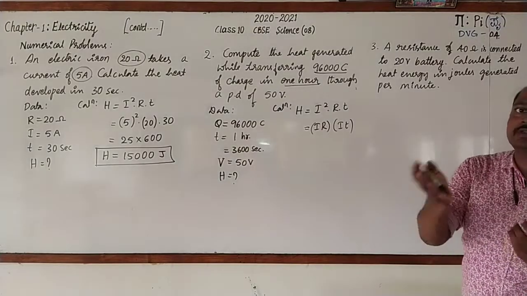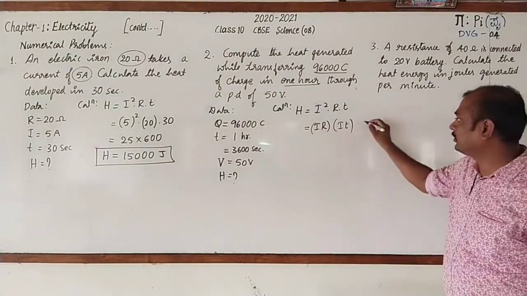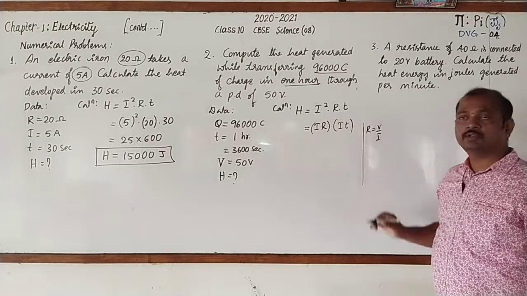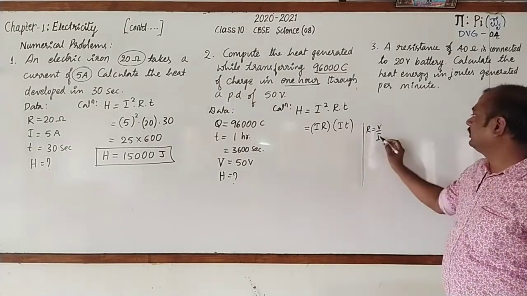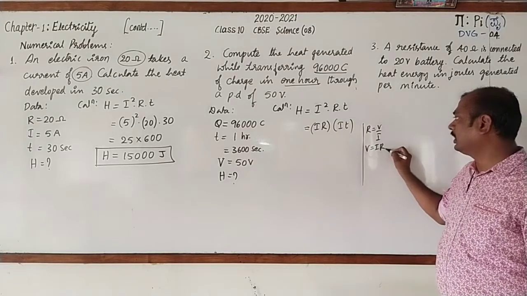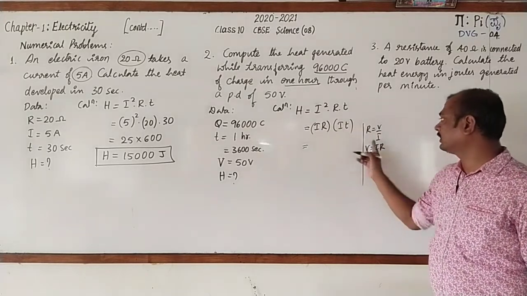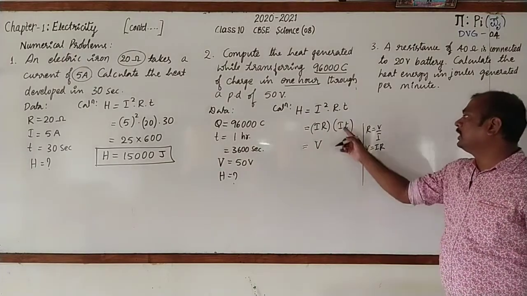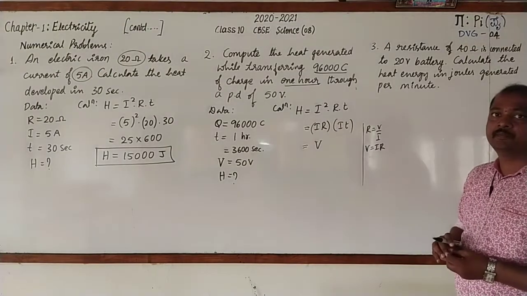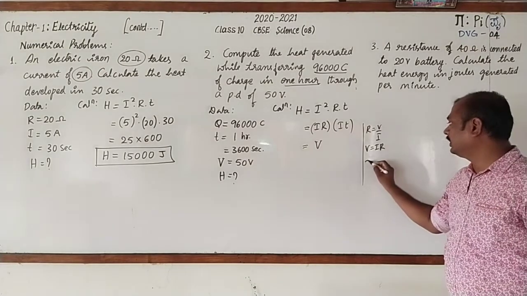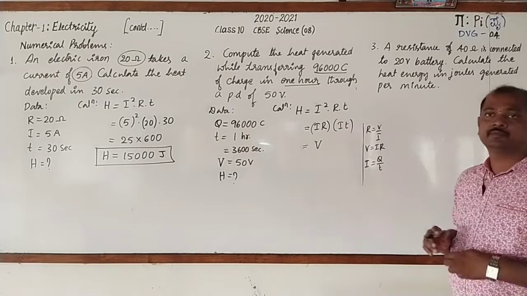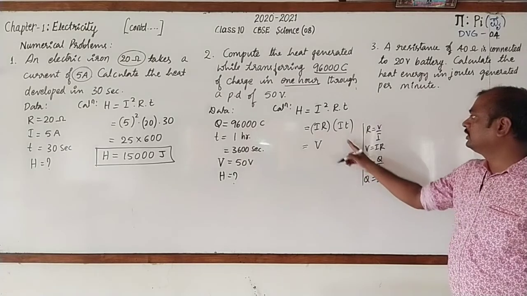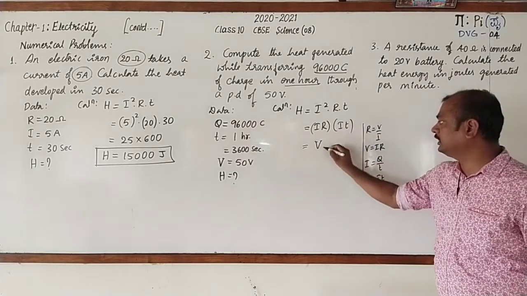So we need to recall the previous formula. What are those? Look here. R is equal to V by I. It is according to Ohm's law. Then V is equal to I into R. So in place of IR, I can write V. Then I into T. We all know that I is equal to Q by T. Then cross multiply. Q is equal to I into T. So in place of IT, you can write Q.